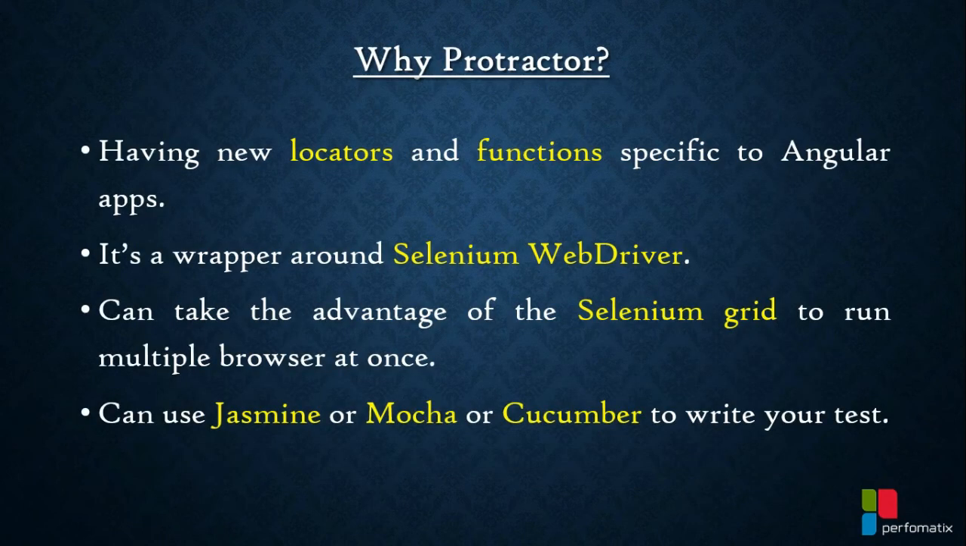So why is Protractor needed? What are the specific features in Protractor? The first thing is that Protractor provides us a new kind of locator. A locator is used to identify an element in a web application. Selenium has many kinds of locators, like find element by ID, by name, by link text, by CSS, or by XPath. In the same way, Protractor gives some specific locators, such as find element by ng-model name, by CSS, and by ng-repeat, which are specific to Angular applications.